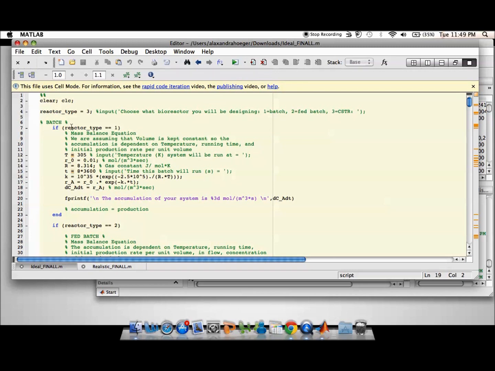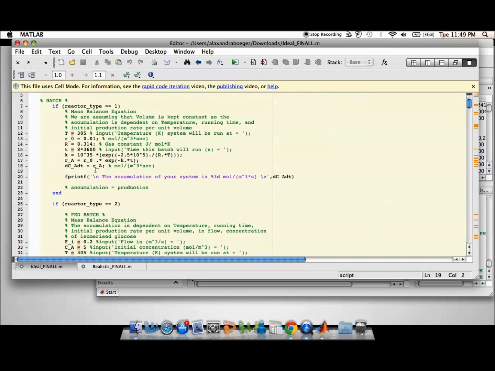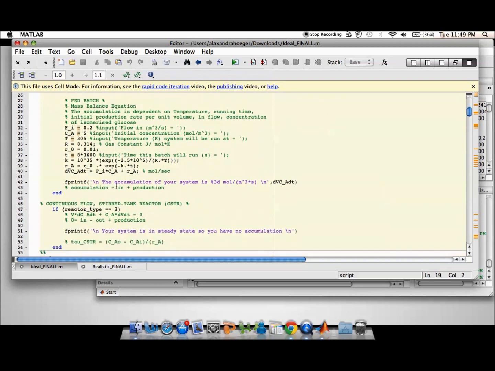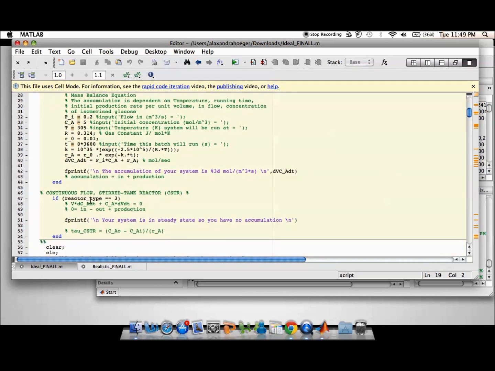So here is the batch reactor, and here we have an input. Basically, we ask you what kind of bioreactor you're using, but for us, we're just using the third one, which is the CSTR, the flow reactor, and so we just skip over these two blocks of code because this first one is for the batch, and then the second is for the fed batch. And so for the third one, because it is steady state, the accumulation is 0, so we have an output saying that the system is in steady state.